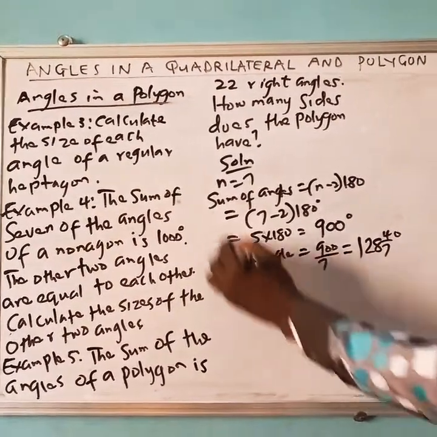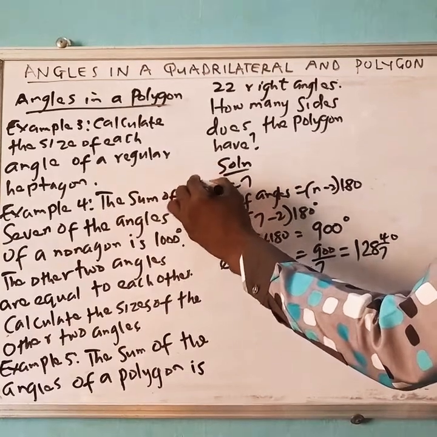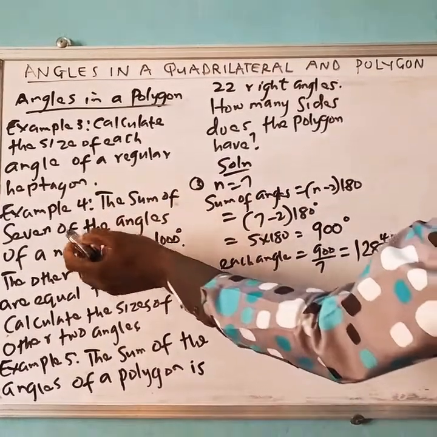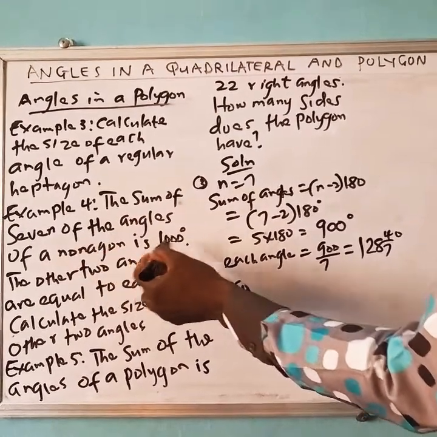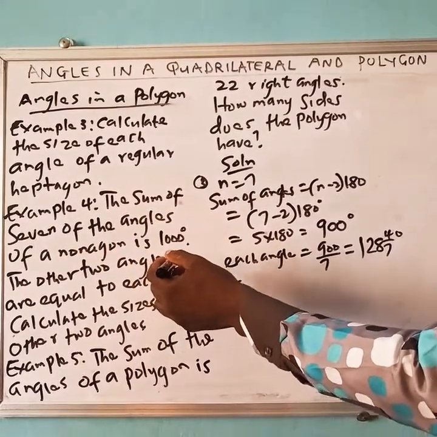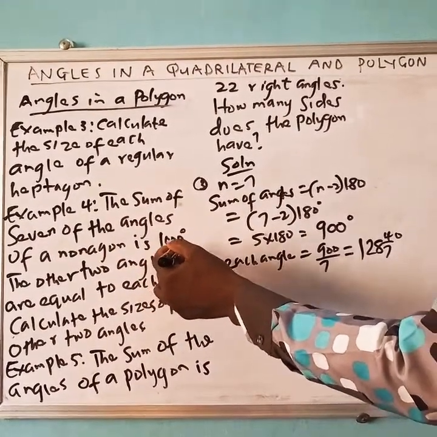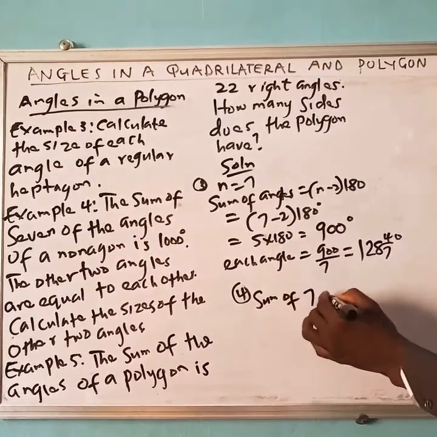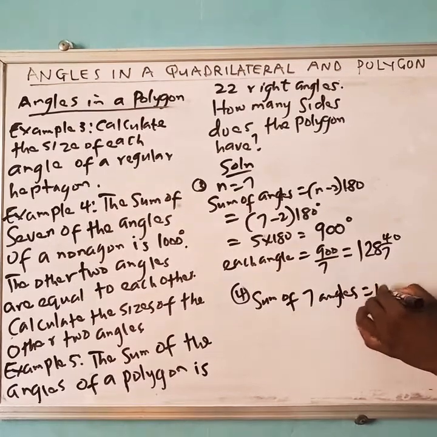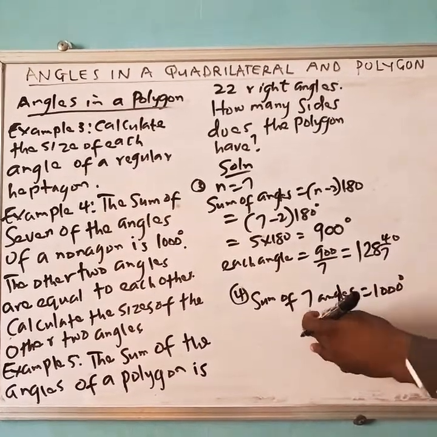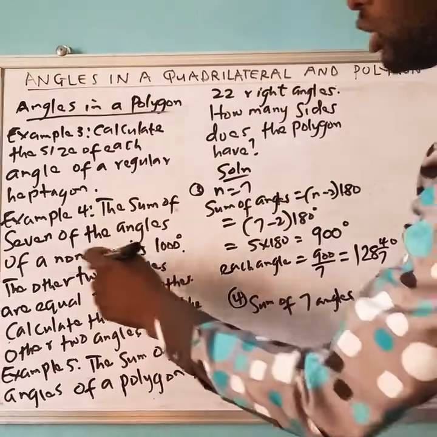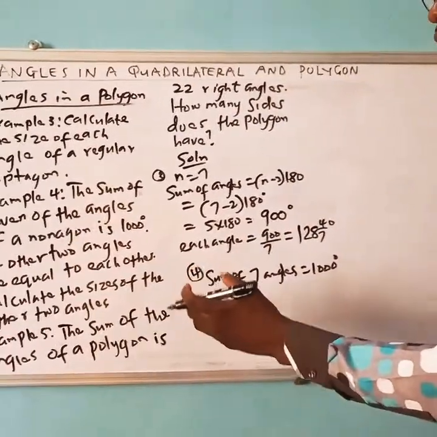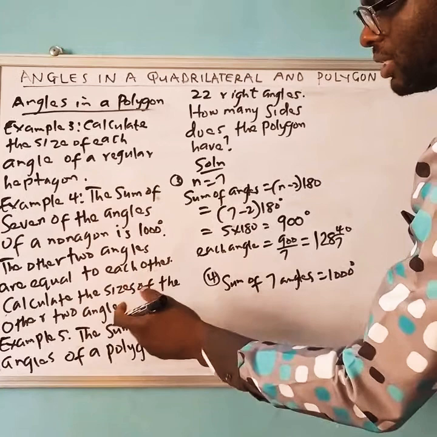Now going to example 4, the sum of 7 of the angles of a nonagon is 1000 degrees. A nonagon is 9-sided, and the sum of 7 of the angles is 1000 degrees. So you have 2 more angles to complete the nonagon. The other 2 angles are equal to each other. Calculate the sizes of the other 2 angles.